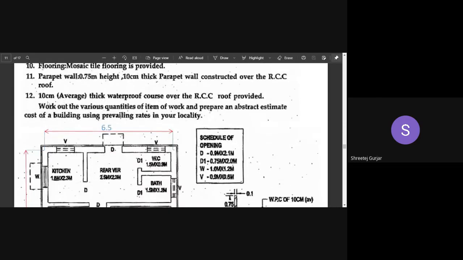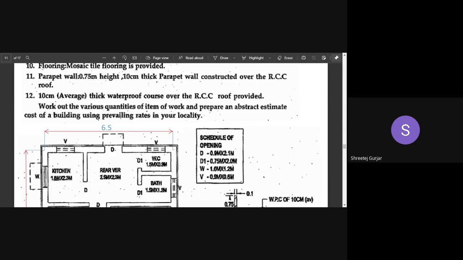Next, 10 centimeter average thickness waterproof course. I've told you WPC we have provided 10 centimeter average thickness above your roof. So what we have to do in this numerical is work out the various quantities of items of work and prepare an abstract estimate of the cost of the building using prevailing rates in your locality. So first we have to find all the quantities of the items of work. In the previous examples, we have worked out the quantities but not all the quantities.